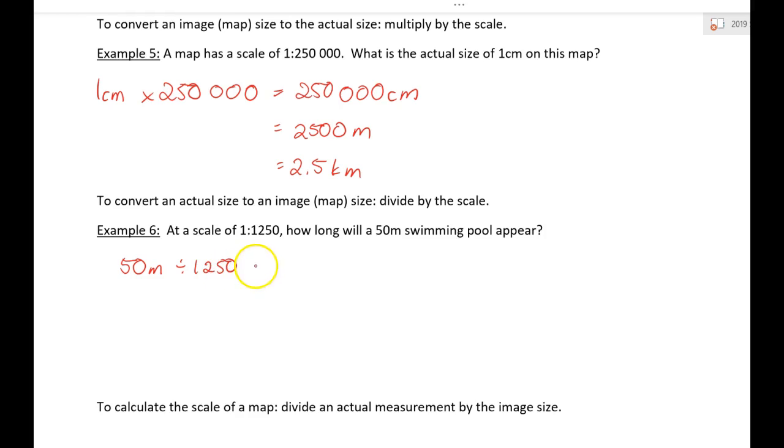Now, it's going to be easier if I do this. You ready? 50 metres will be 5,000 centimetres, because I multiply it by 100, divided by 1,250. That's a bit easier, and that gives me 4 centimetres. So it will be 4 centimetres long. To convert the actual size to an image size, we divide by the scale, but you have to use consistent units.